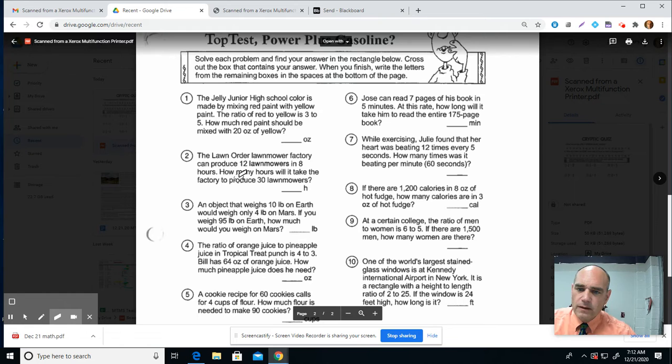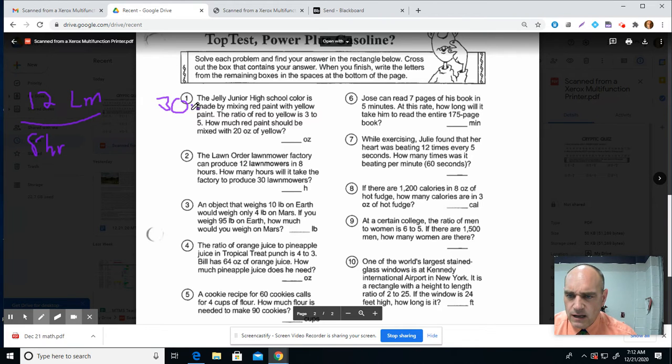Question number 2. The Lawn Order Lawnmower Factory can produce 12 lawnmowers in 8 hours. How many hours will it take the factory to produce 30 lawnmowers? Once again, we start with our true statement. So I know that I can make 12 lawnmowers. I'm going to say LM for lawnmowers. And it takes me 8 hours. So there's my true statement. I want to know how many hours it'll take to make 30 lawnmowers. So since lawnmowers are on top, I'm going to put my 30 lawnmowers on top.